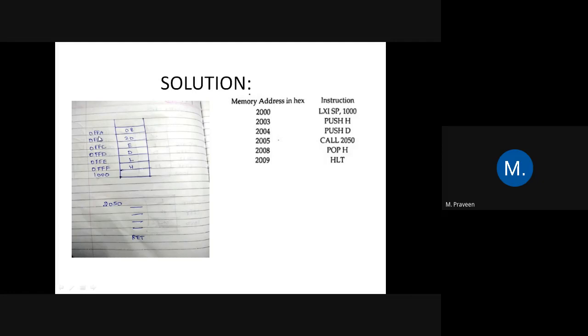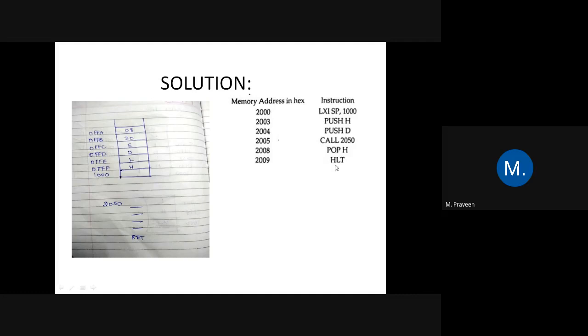So after doing the pop instruction, the current address is going to be 0FFE. In 0FFC you have E, that will be moved to L. In 0FFD you have D, that will be moved to H. So after moving these two data, the current address of the stack is going to be 0FFE. Okay, so after pop H, we need the program counter and stack pointer values. The current stack pointer value after pop H is 0FFE.